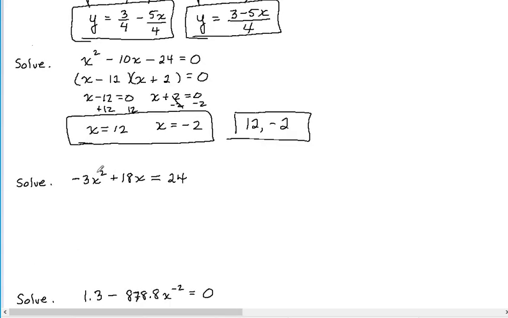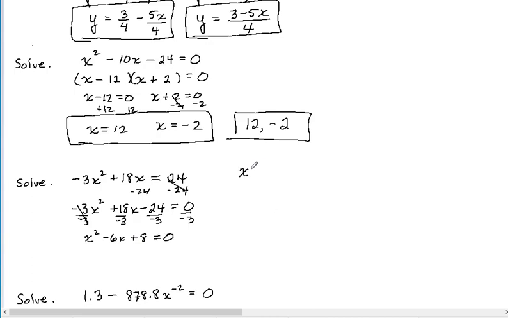Okay, next, also a quadratic equation. First step would be to make sure that it's set to 0, so subtract 24 from both sides. From here, I could put it straight into the quadratic formula and solve it. On this particular problem, I happen to notice that all of the coefficients are nicely divisible by 3. I'll divide by a negative 3. That leaves positive x squared minus 6x plus 8 is equal to 0.